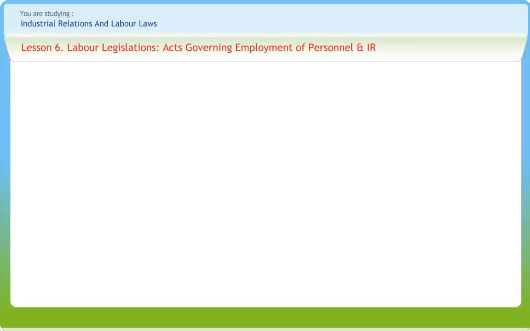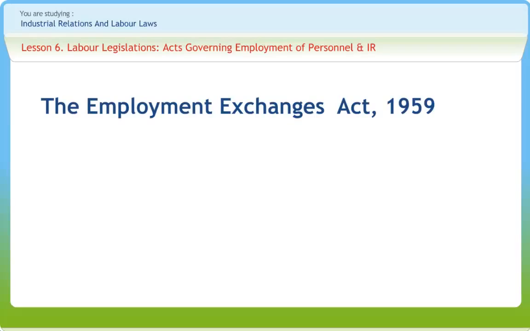Now let us look at the Employment Exchanges Compulsory Notification of Vacancies Act 1959. It extends to the whole of India. It shall come into force in a state on such date as the central government may, by notification in the official gazette, appoint in this behalf for such state, and different dates may be appointed for different states or for different areas of a state.